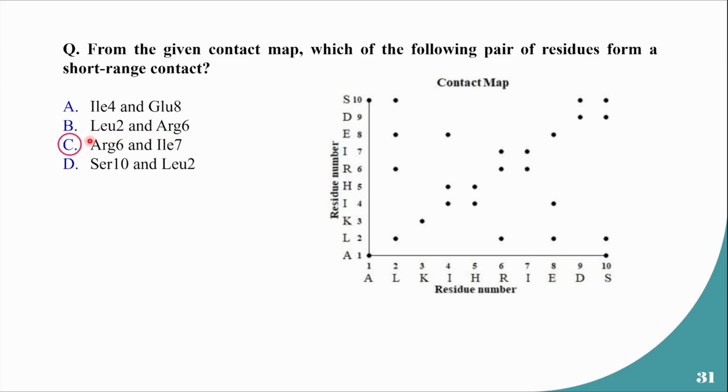So in this particular case, the most appropriate answer, of course, is that arginine 6 and isoleucine 7 are just adjacent to one another. So you can say that these two will most definitely form short range contacts, right? For example, serine 10 and leucine 2 are 8 positions apart. So even though they have contact, this will probably be categorized under long range contact. Okay. I think we will also see some concepts regarding long range order and so on in the subsequent classes.